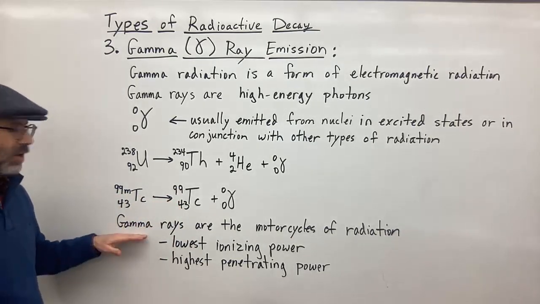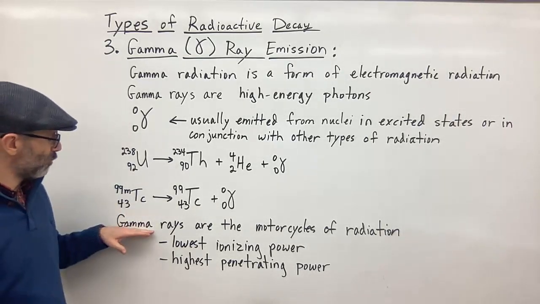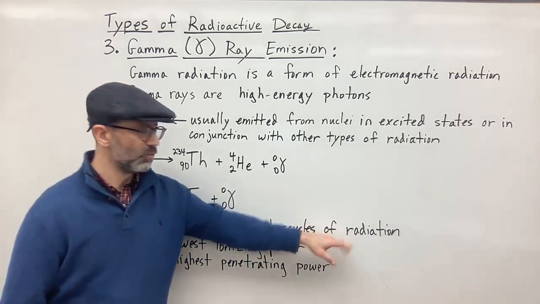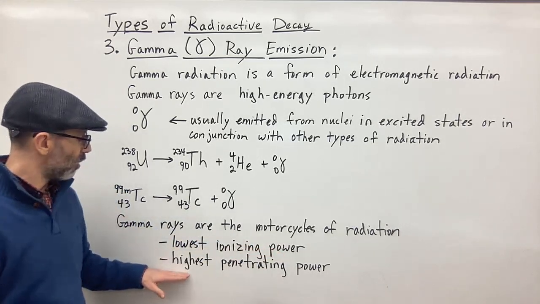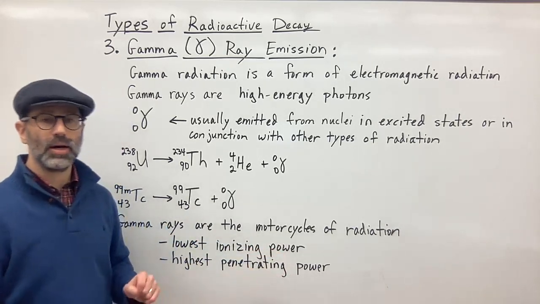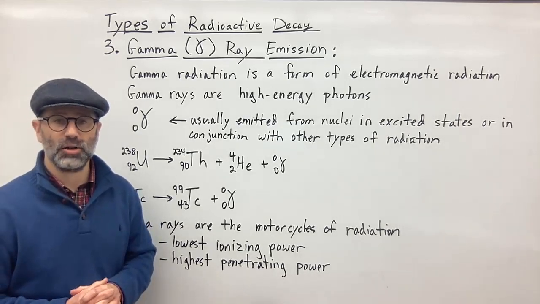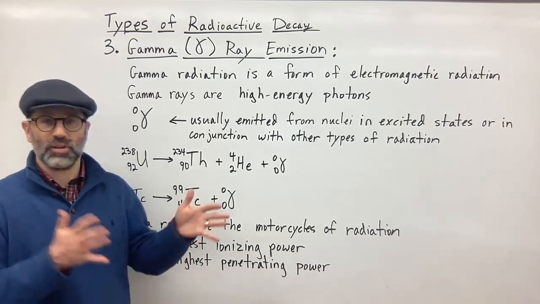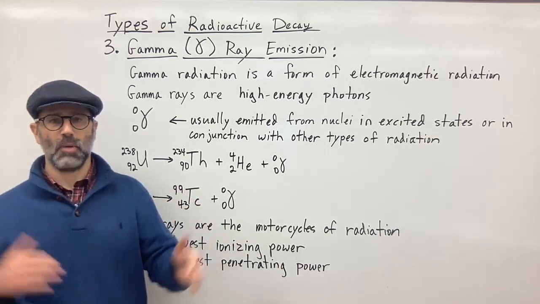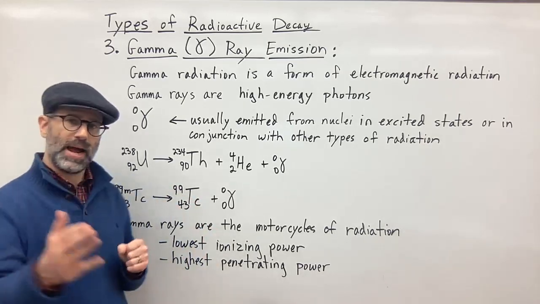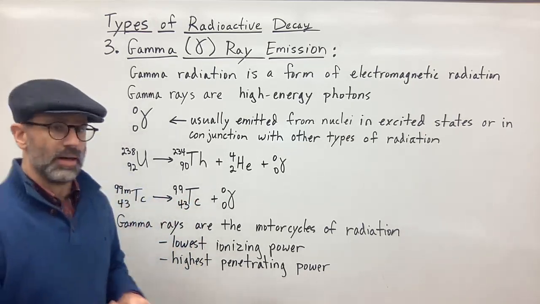So gamma rays, to continue the analogy of vehicles, your gamma rays are the motorcycles of radiation. They're going to have the lowest ionizing power, but they're also going to have the highest penetrating power. And again, if you can imagine a motorcycle, you've had experience of a motorcycle going through traffic, the cars and the trucks are stuck in traffic, or they're going very slowly, and all of a sudden you see the motorcycle zipping through past the cars.